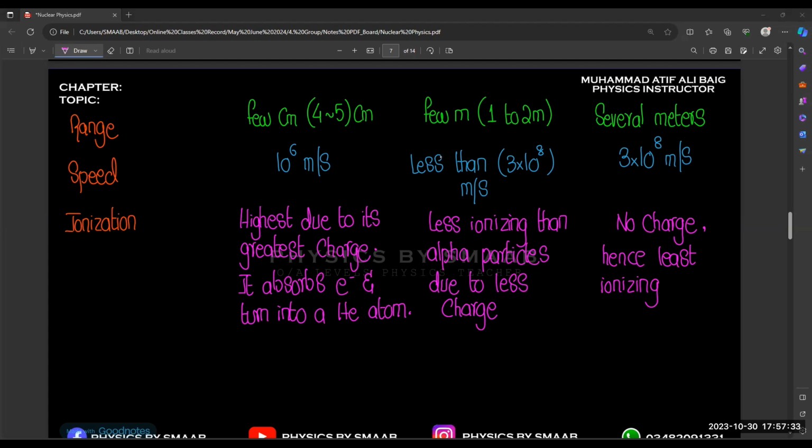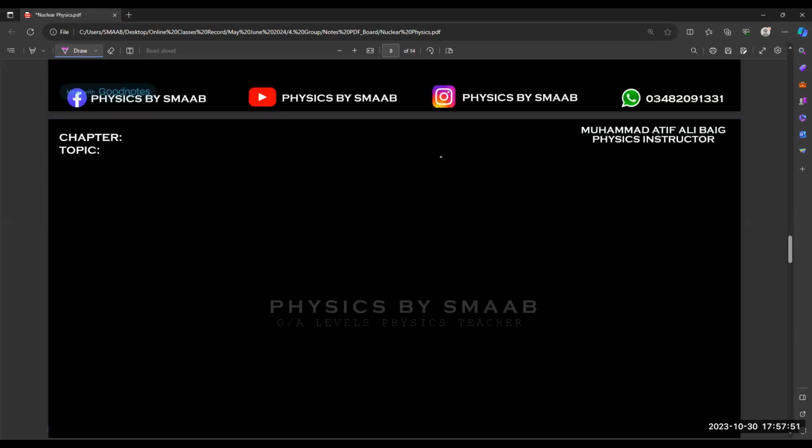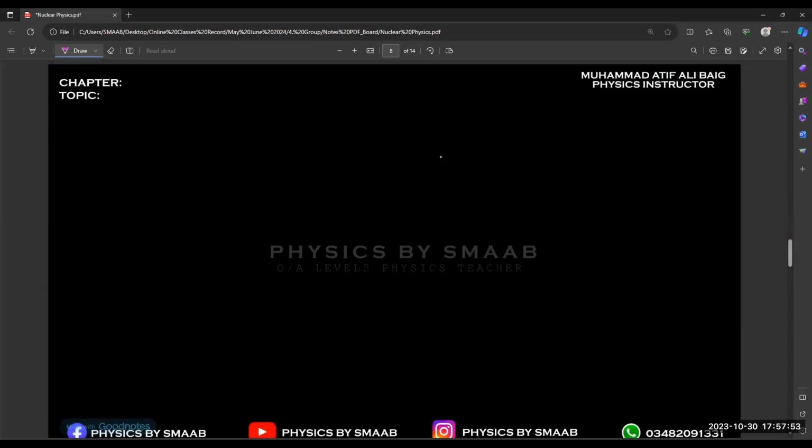I think it's alpha, beta. Yes, alpha and beta, and gamma won't, because it has no charge. So those radiations which contain charge can be deflected by the magnetic field and electric field also, right? So if we consider the magnetic and electric field, which one deflects more? Is it beta or alpha? The beta. Yeah, okay.